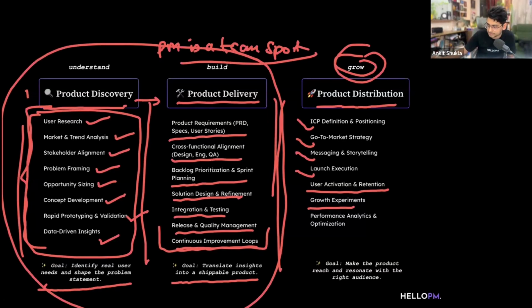Then you are going to do growth experiments, and then you are going to look at analytics and optimization. And once you have looked at it, you are again going to repeat this process, right? Because products are always iterating and improving. And then the goal is to make the product reach and resonate with the right audience, right? I'm giving you this slide because many people are not product managers, and I want to bring everyone on the same page, right?